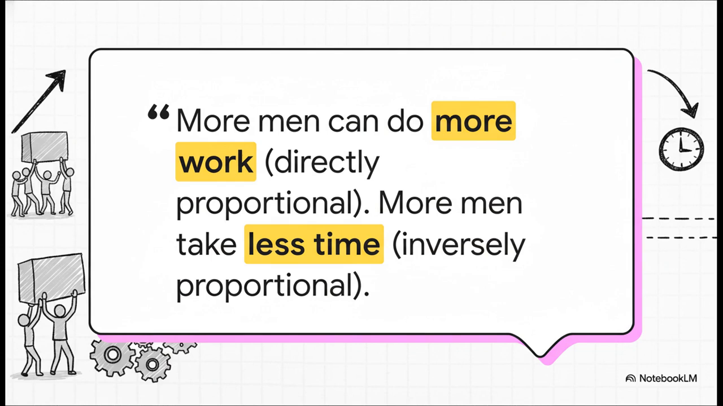This quote really gets to the core of why this formula works so well. It's just common sense, right? If you have more people, you can do more work. That's a direct relationship. But if you have more people, it'll take you less time to finish a job. That's an inverse relationship. This one little formula elegantly captures both of those ideas at the same time.